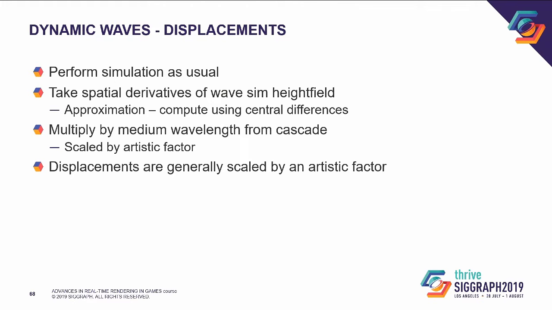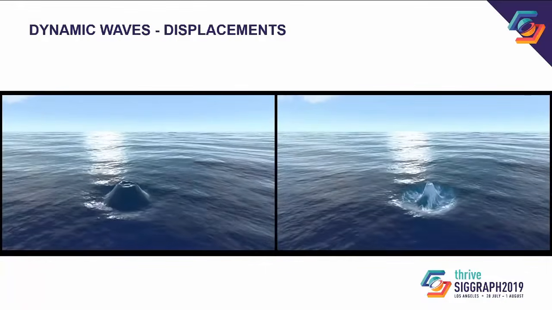So all that justification and math boils down to this simple approach. We perform the simulation as usual. At the time that we combine the dynamic sim data into the displacements, which is just before the combine pass, we take spatial derivatives of the height field, multiply this by a factor proportional to the cascade's wavelength, multiply by an additional art-driven factor, and we're done. Note that the central differences derivative is also an approximation technically, but it seems to give good results in our experiments. So here are the results in action.